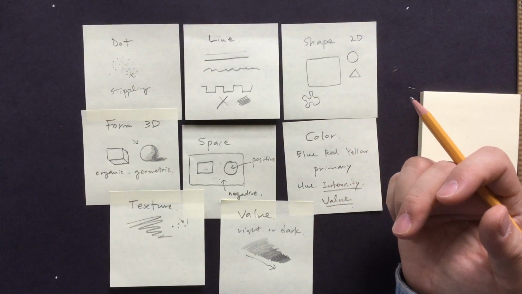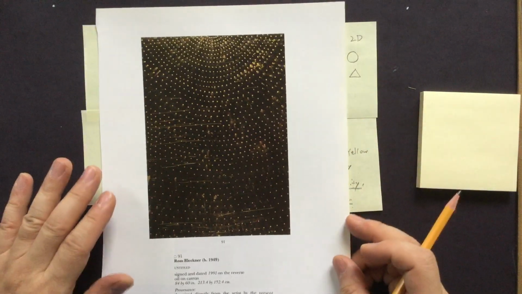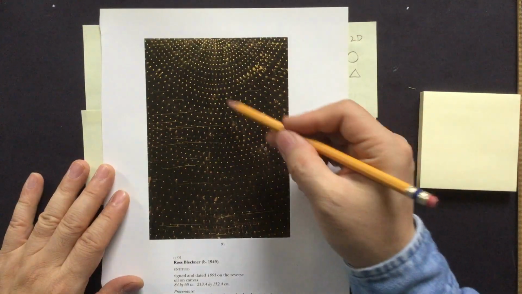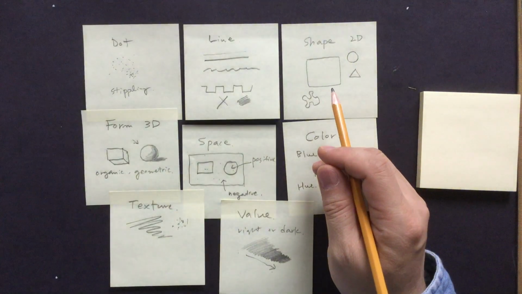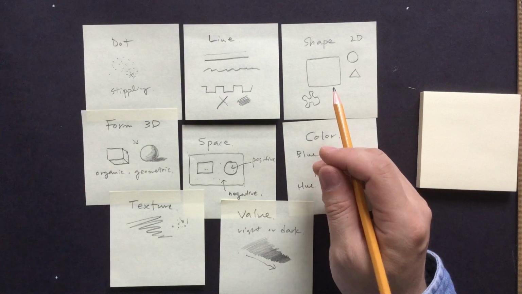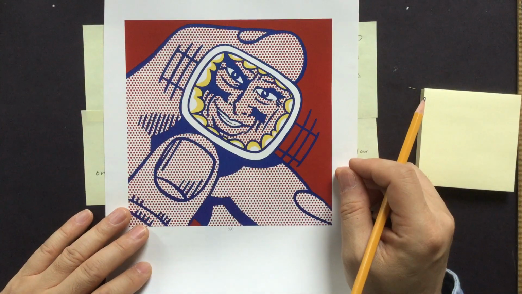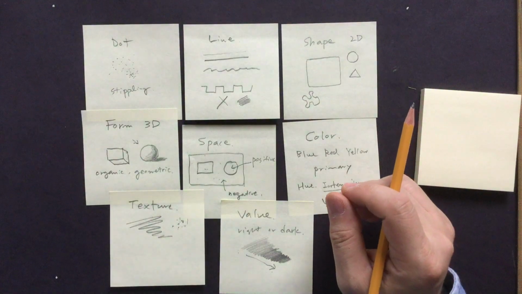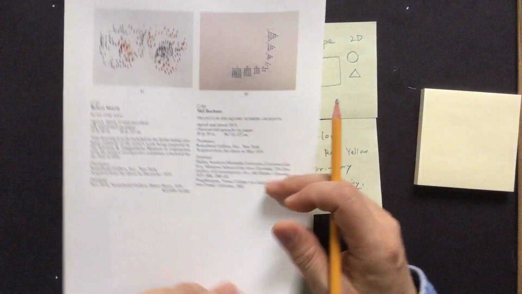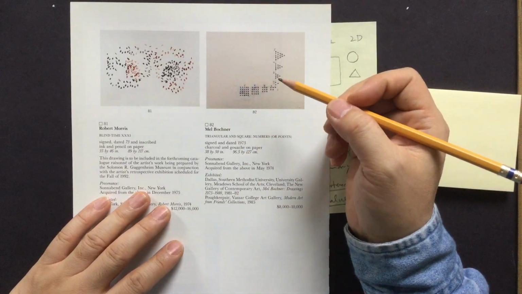So what does it look like in real art? Here's a sample of Ross Bleckner. He uses dots to create artwork. And here's another sample, Roy Lichtenstein's artwork using the dots as a main ingredient. He's the pop artist, so it looks like a cartoon. And here's another sample of dots. Here's a Mel Bochner, right? Robert Morris, using the dot as their main ingredient.